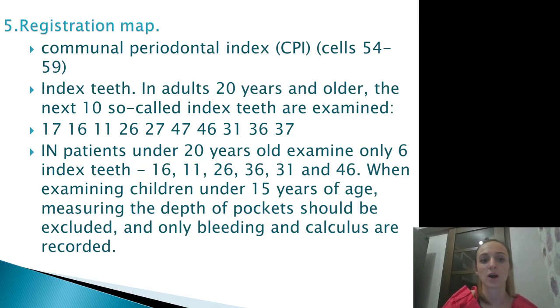Registration card, communal periodontal index, and index teeth in adults 20 years and older. The next 10 so-called index teeth are examined. Please look at the numbers of teeth. And in patients under 20 years old, examine only 6 index teeth. It is 16, 11, 26, 36, 31, and 46. When examining children under 15 years of age, measuring the depth of pockets should be excluded, and only bleeding and calculus are recorded.